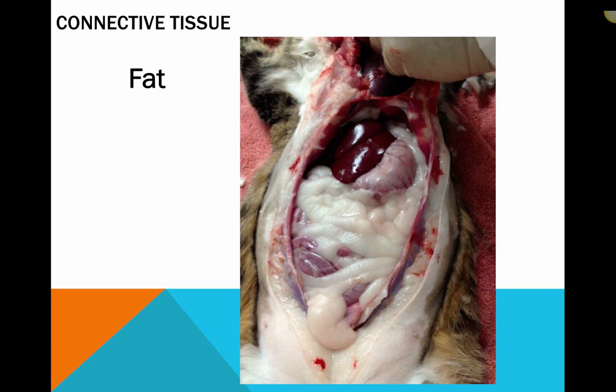So just going back a little bit, when I talked about the 4 different types of tissues, we've talked about muscles, and now we're going to talk about connective tissue. So connective tissue, a few different types. We have fat, which the white fat within this animal, you can see it throughout the organs, cushioning the organs, cushioning the abdomen. And the benefit of fat is it acts as insulation for the animal. It also stores some vitamins.